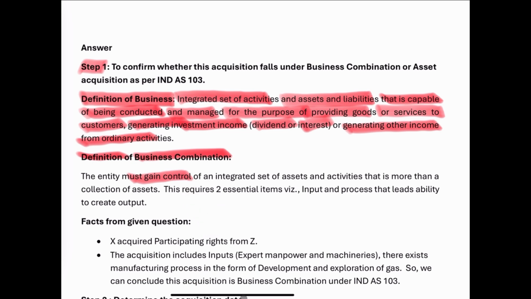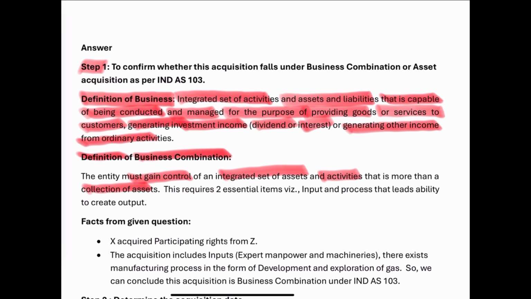If it has to qualify for business combination, the control should be transferred, and the control should be on the integrated set of assets and the activities, which means the business. So the control of business should be transferred, and that's more than a collection of assets. If it is just a collection of assets, you will just identify certain assets, pay and buy the assets. But it should be more than a collection of assets. It should be an integrated set of assets and activities that should be taken over. The control should be taken over.